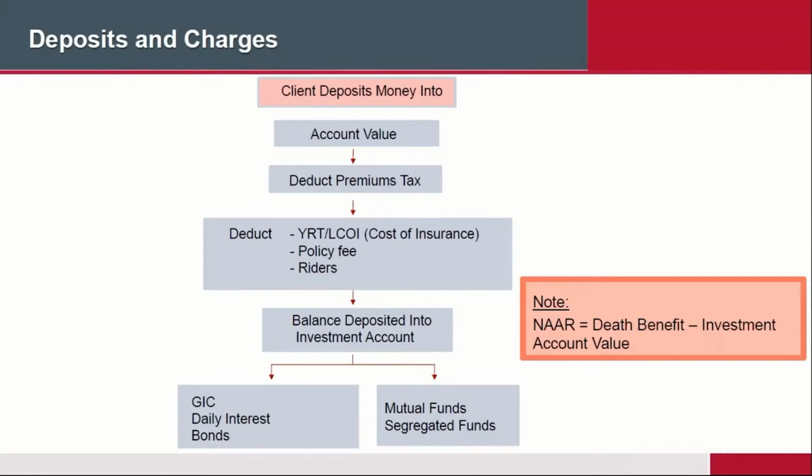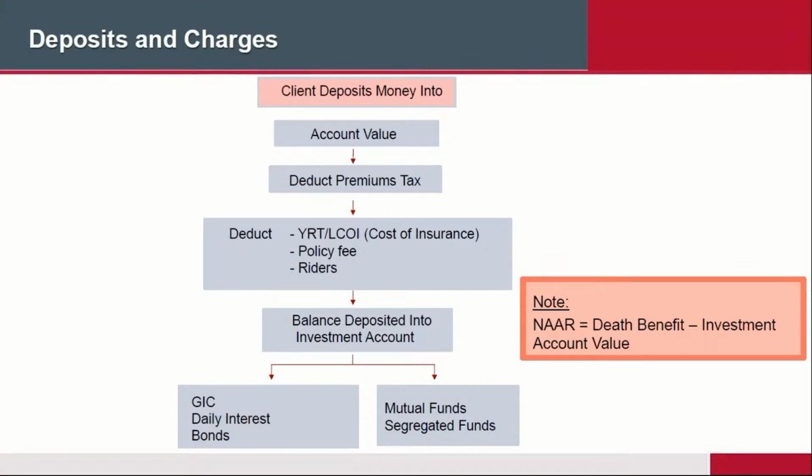So let's say you got $300 left. The balance is deposited into two different kinds of accounts, depending again on the consumer's choice. If the consumer is very conservative, he may want to put his money into GICs, daily interest accounts, or bonds. Or the consumer may say, no, I don't mind taking some risk. I'm young enough, I can take a loss and all that sort of stuff. They can put money into mutual funds or segregated funds.